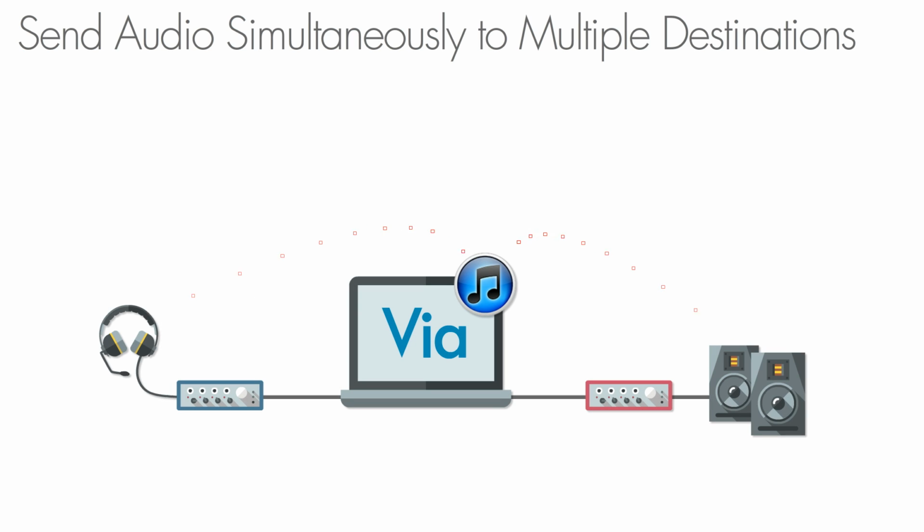Some audio sources, particularly consumer software applications such as iTunes or Windows Media Player, do not allow you to send audio to multiple destinations. Dante Via overcomes this limitation so you can send any audio from any application or device to multiple locations at once. This means, for example, that you could send iTunes to two separate sound cards, one for monitoring and one for amplification.